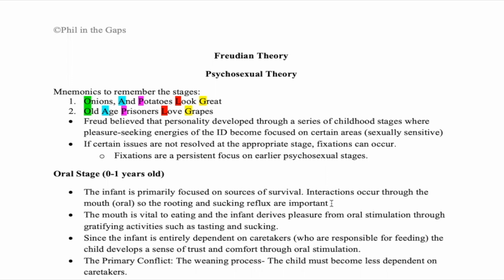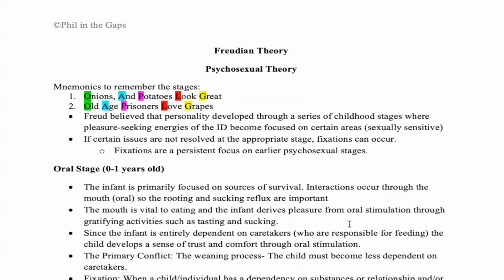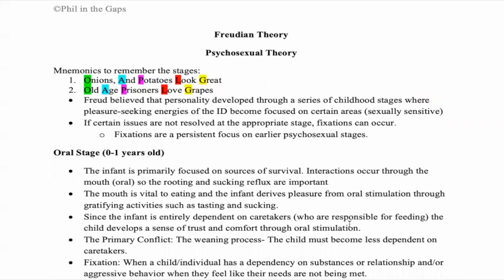And how do people survive? By eating and consuming nutrients through their mouth. So interactions occur through their mouth, or oral. So the rooting and sucking reflex are super important, based on the fact that young children are not able to fend for themselves. So the mouth is vital to eating, and the infant derives pleasure from oral stimulation through gratifying activities such as tasting and sucking.